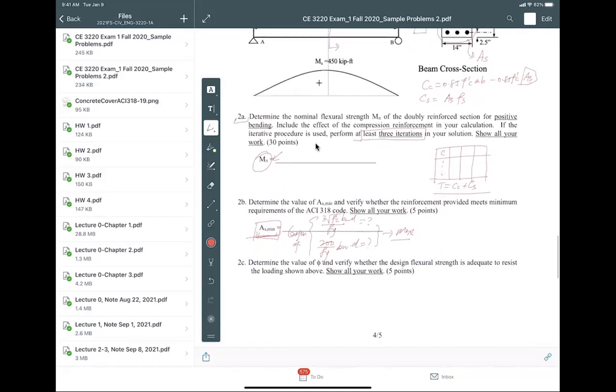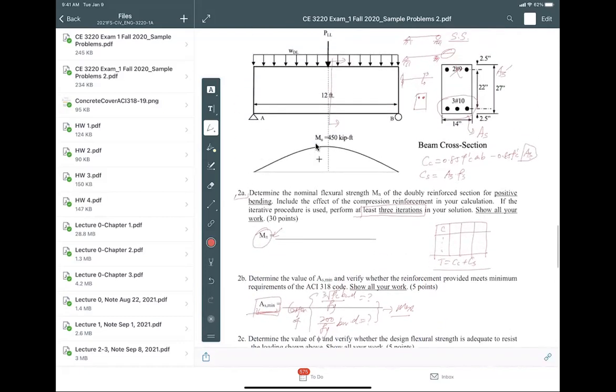Question. Would ds in that case be the 22, since it's from compression to tension? 22 plus the 2.5. 22 is the distance between reinforcement, right? You have to add the concrete cover because it's from concrete to tensile.